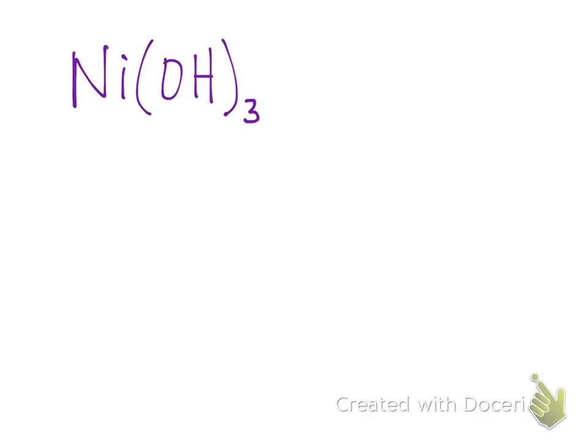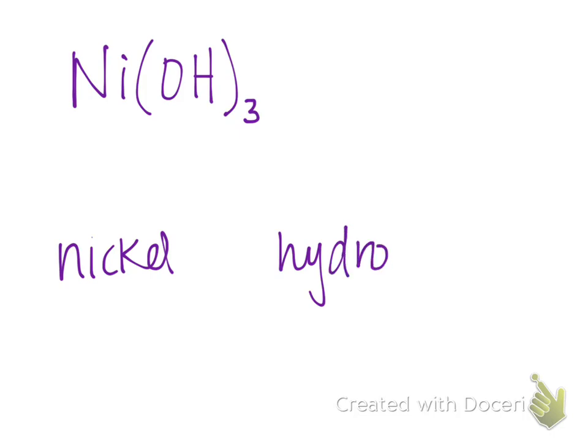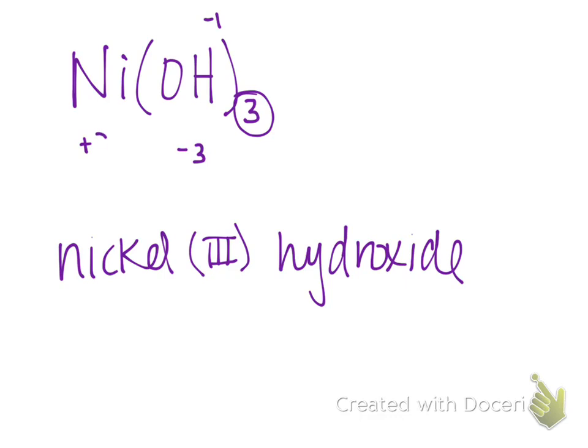All right, so just by looking at it without the Roman numeral or anything, you know this should be called nickel hydroxide, right? But we have to put that Roman numeral in there. Did we figure out what the Roman numeral for nickel should be? Plus 3. Good, very good. Because if we know hydroxide is -1 and there's 3 of them, that gives us a -3, so here we need to have a +3 for nickel.